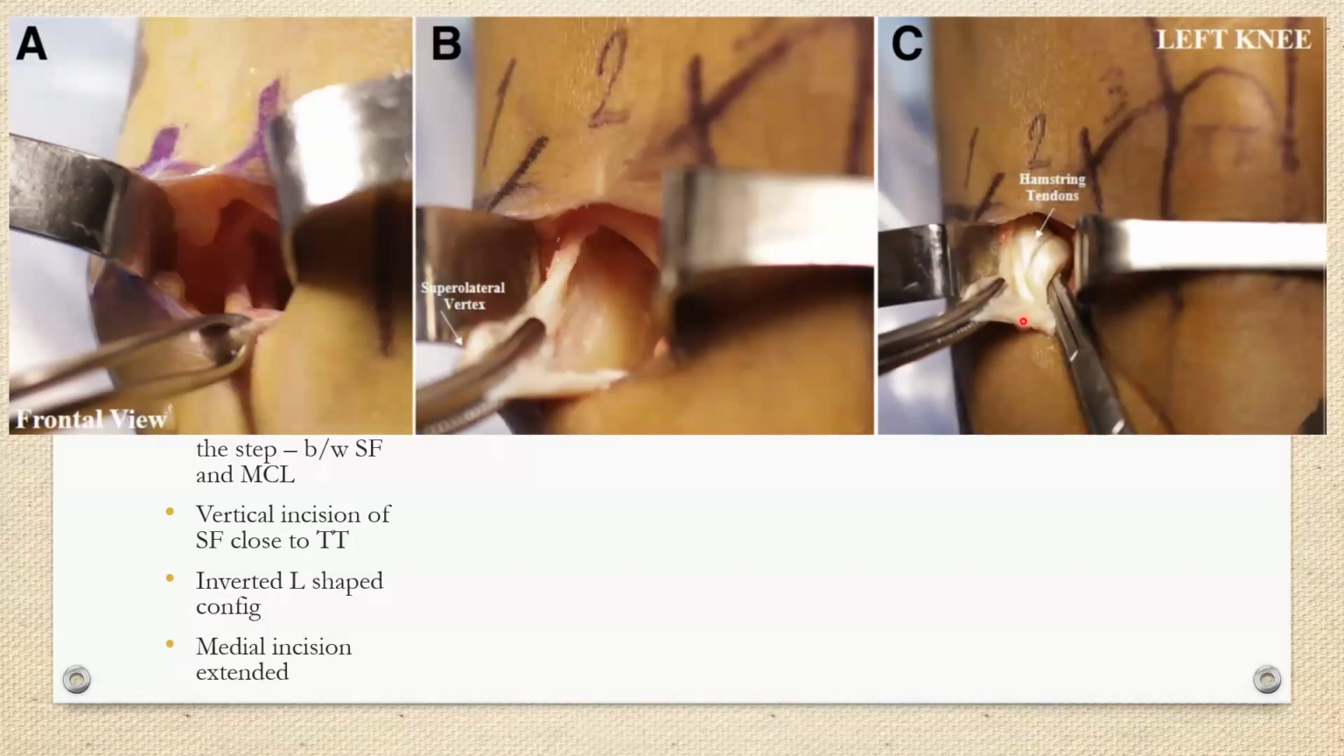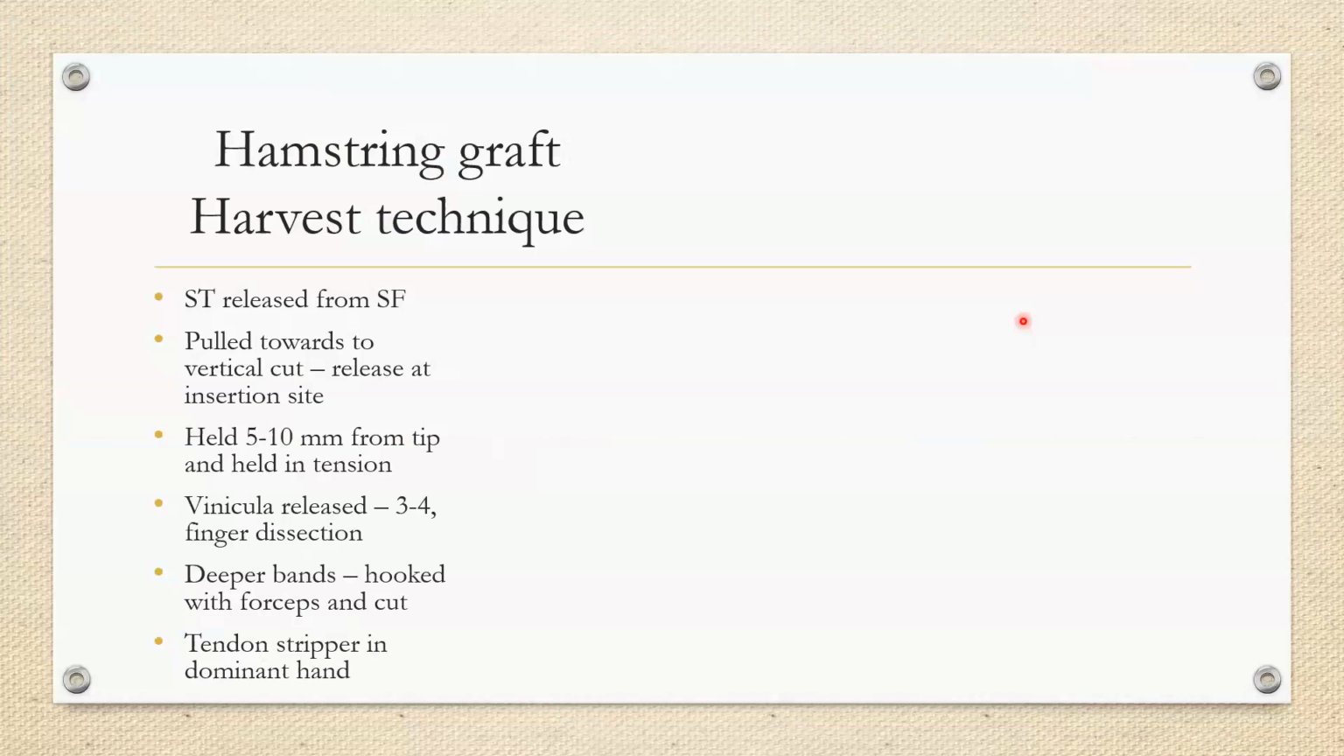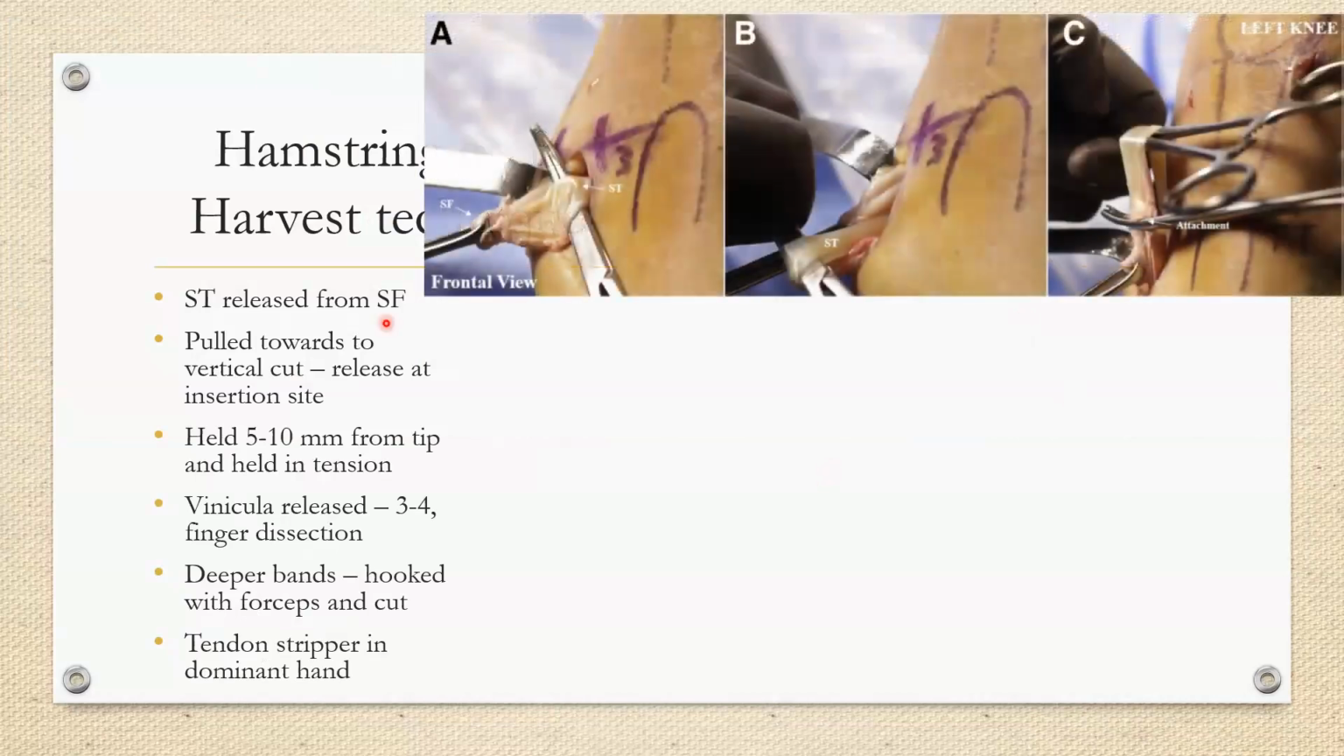So with the tendons visualized, the semitendinosus, ST, should be released from the sartorial fascia, again with blunt dissection, and should be pulled in towards a vertical cut and released at the insertion site at the tibial tuberosity. It is also important to take a small flap of periosteum from the insertion site, since it helps in better healing of the graft.